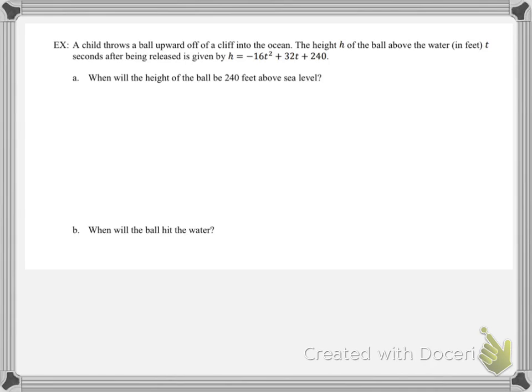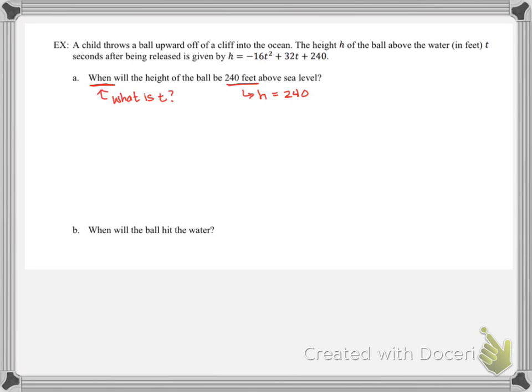So then in these examples, we see the word when in the question, which means they're asking for a time. So that means they're asking, like, what is T? And if they want to know what the time is, that means they have to give us H. So here's H. So this tells us H is 240.